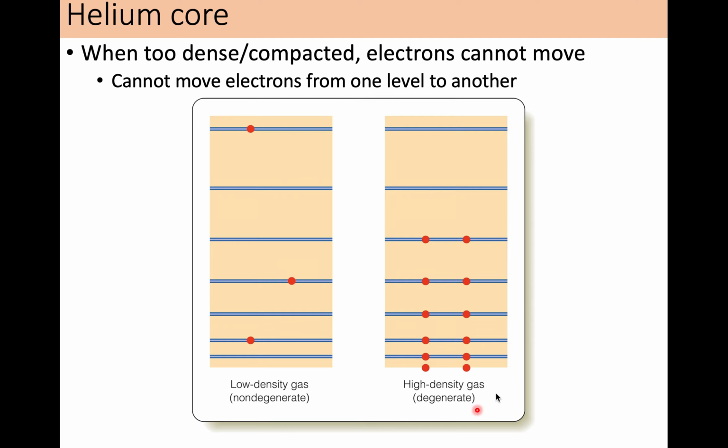However, when we have a really high density gas, like the helium within the teeny tiny core of our star, because it's compressed so much, all of the electrons are squished down to the lowest orbitals, the lowest energy levels, to the point where they can't move. So nothing can move. None of these electrons can make any shifts in energy level. And what we call this is the atom is degenerate. This is when it is so densely compacted that the electrons cannot move.